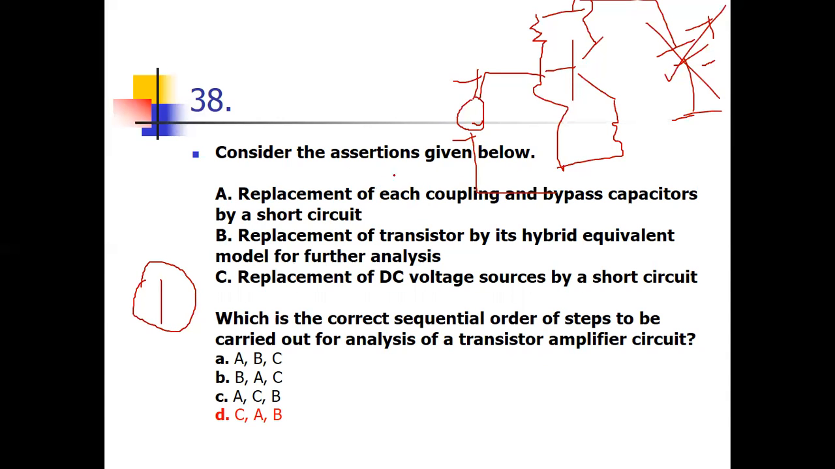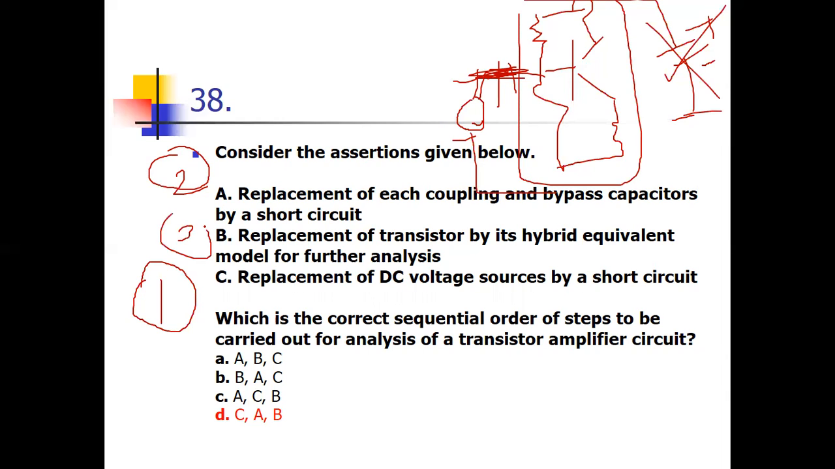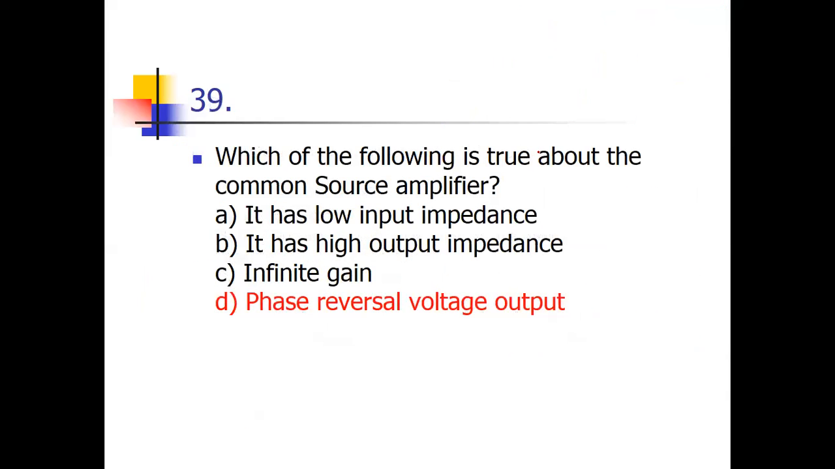Second step, whatever capacitances are here, those capacitances are short circuit. So replacement of capacitance by short circuit. And third, replace this whole model with the small signal equivalent circuit. So what is the sequence? First is C, then A, then B. Means first of all we have to ground the DC supply, then short circuit the capacitance and convert this model into the equivalent circuit.